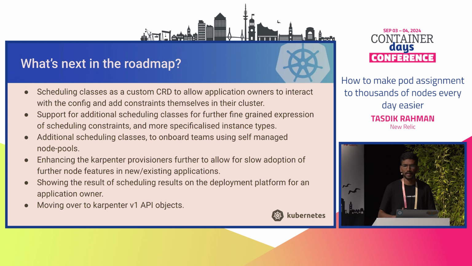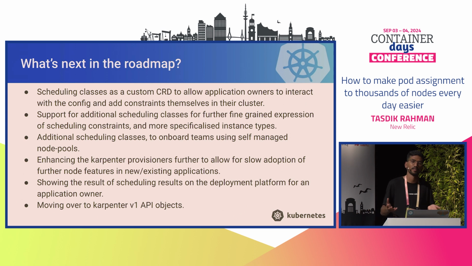Again, to further enhance the Karpenter adoption, we would want to slowly adopt more features inside the Karpenter provisioners for the new and existing applications. The next thing we were planning to also potentially do is, in our deployment platform, show the results of these scheduling constraints when the user passes something, right on the dashboard itself. So they don't have to really guess where their application pod landed, where it is running, what was the result, and what the current active scheduling classes attached are.